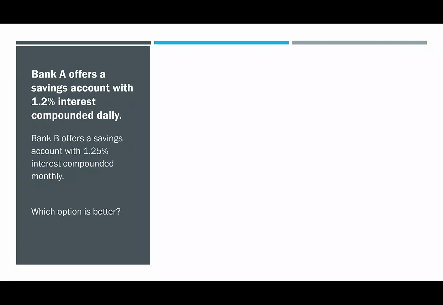Our last question says Bank A offers a savings account with 1.2% interest compounded daily. Bank B offers a savings account with 1.25% interest compounded monthly. Which option is better? When banks have the same compounded period, we can easily just take the bank with the higher interest rate. Because the banks have different compounding periods, we need to convert this to the effective annual rate to equally compare the interest.